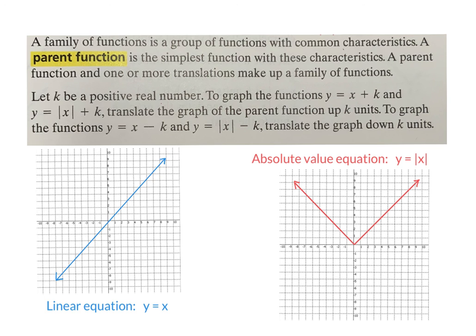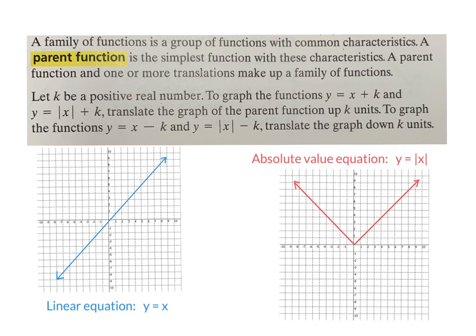It says let k be a positive real number. To graph the function y equals x plus k and y equals absolute value of x plus k, translate the parent function up k units. To graph the minus k, you translate it down. If I were to take just this line here and translate it with a plus or minus, it's just going to take this line and go up and down. If I do the same thing with absolute value, plus or minus is going to take this exact equation and just move it up or down. That is a vertical translation. It just moves it up and down.